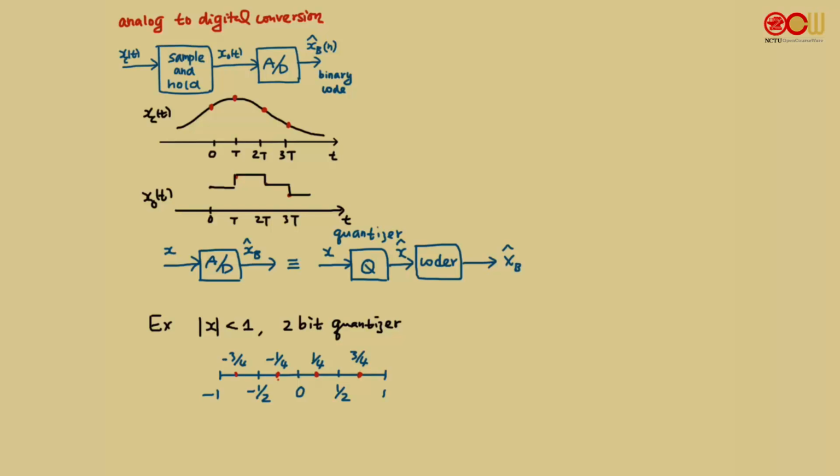So, for example, x is equal to 0.3. Then which cell does it fall into? It would fall into 0.3, right? So slightly above 1/4, so it's right here. So it's quantized to 1/4. As another example, x is equal to minus 0.7. It will fall into this cell here, so it's quantized to this value. Okay, so this is the quantizer part.